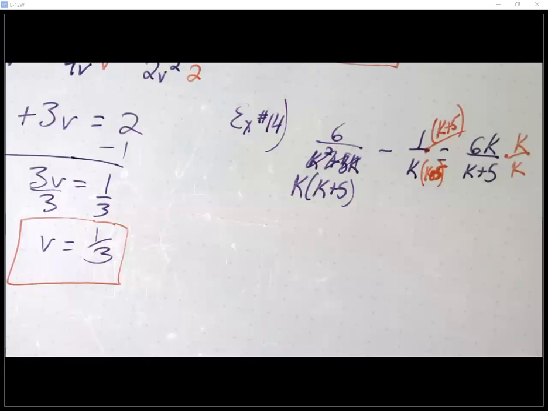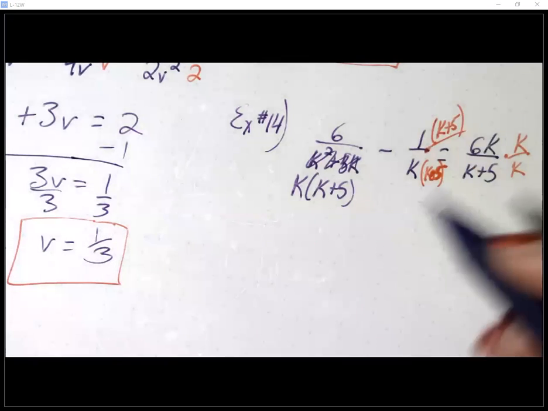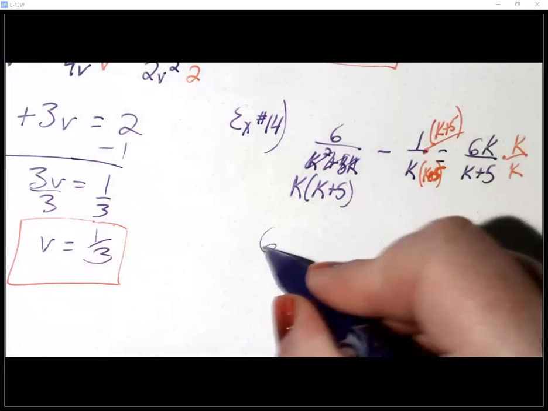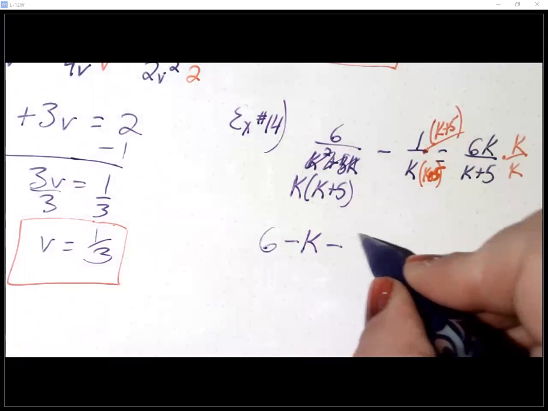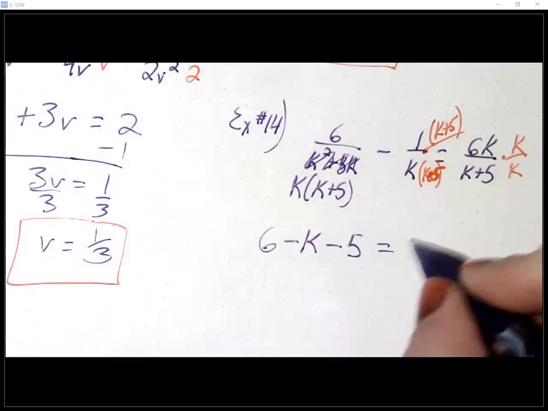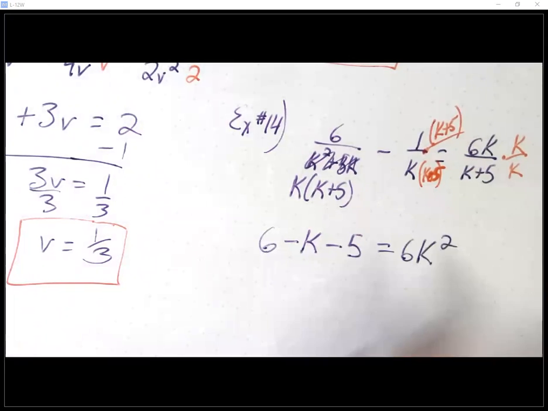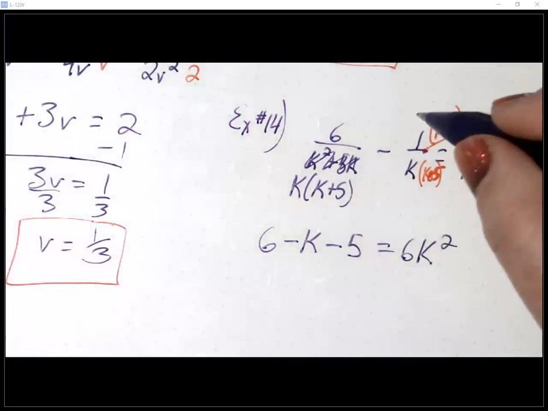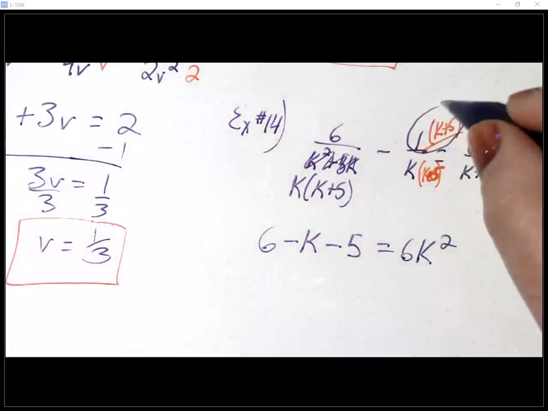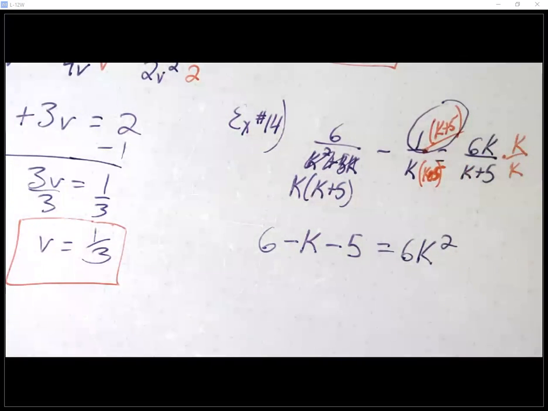This is the equation I hope you wrote: 6 minus k minus 5 equals 6k squared. Look right here. Did you have a plus 5 or a minus 5? Good. It's got to be a minus. You are subtracting this whole kit and caboodle right here, 1 times k plus 5, but you have to subtract all of it. So it's going to be a minus k and a minus 5.